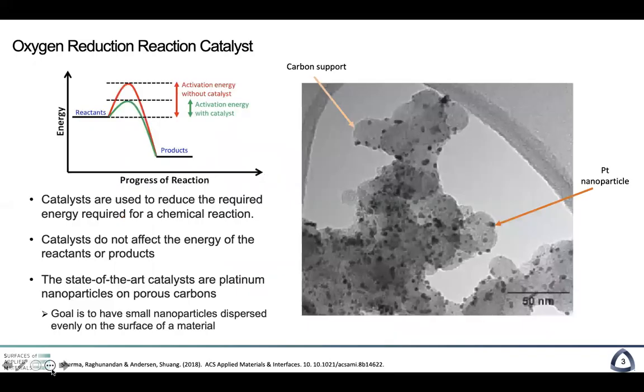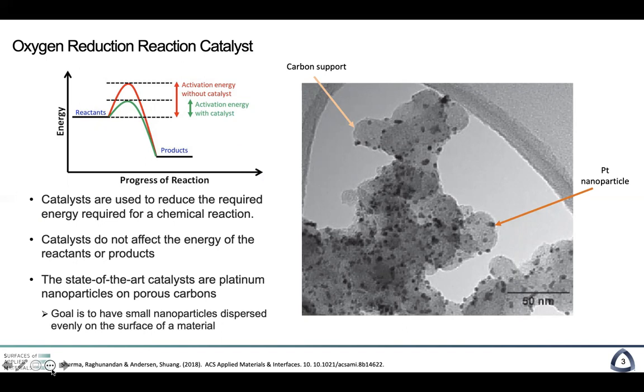Okay, looking at this oxygen reduction reaction catalyst and catalysts in general, overall catalysts are used to reduce the needed activation energy for a reaction to occur. They reduce the energy required, so the reaction occurs quicker, and that is better for industrial processes, as time is money. And catalysts themselves do not affect the energy of the reactants or the products of a reaction.